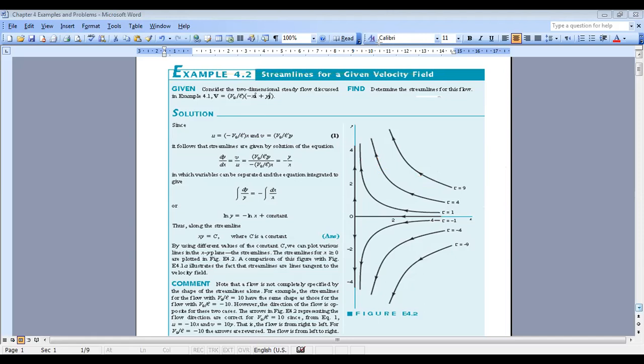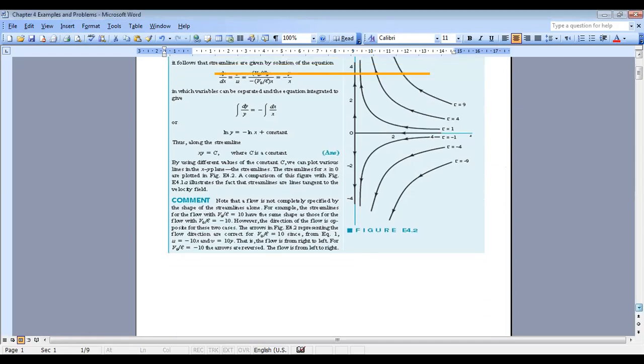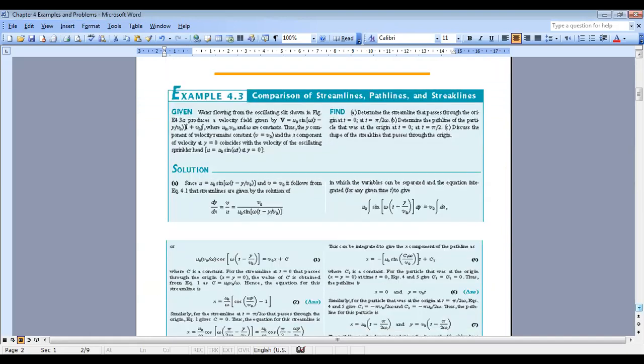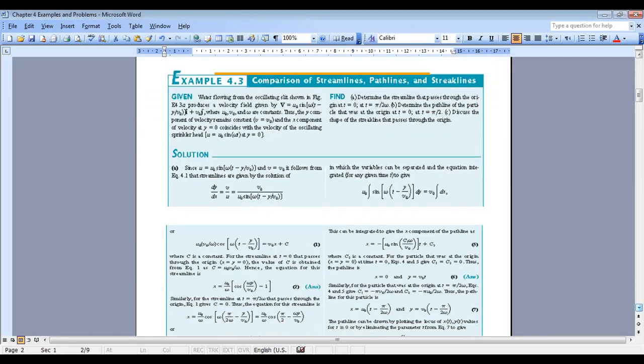Okay. So let me now move to another problem. In this problem, we will do a comparison of streamlines, pathlines, and streaklines. I have posted for you a YouTube video showing the difference between these three. So if you didn't watch it, please watch it, because it will help you understand the difference between the three. Now we will do a numerical example to study the difference between the three.